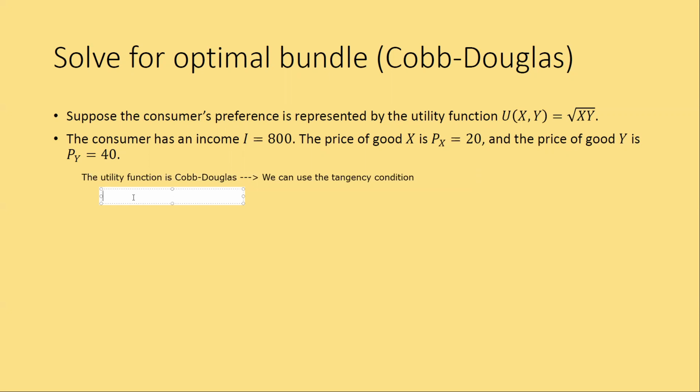So the tangency condition says that we are going to equate MUX divided by MUY equal to PX divided by PY. This tangency condition is simple in its form, but I spent the whole past hour maybe explaining in what cases we can use this, and in what cases we cannot use this, and also the reason behind it. So by applying the tangency condition, we are going to solve this equation.